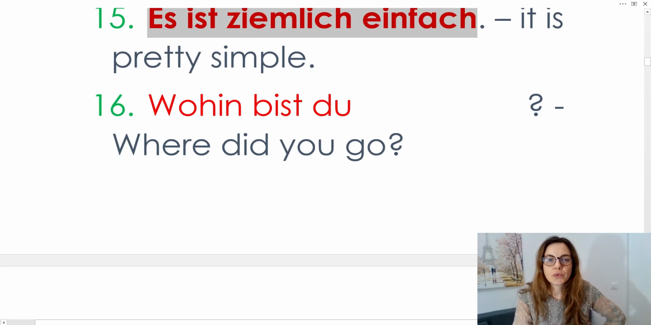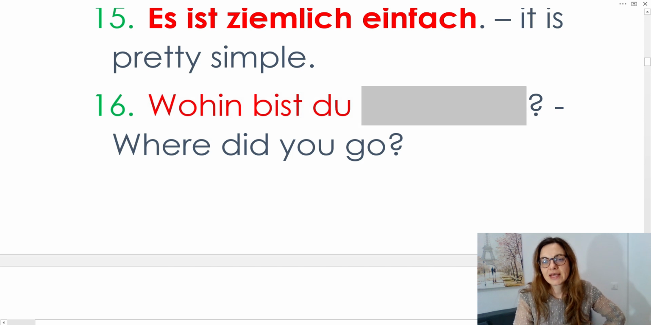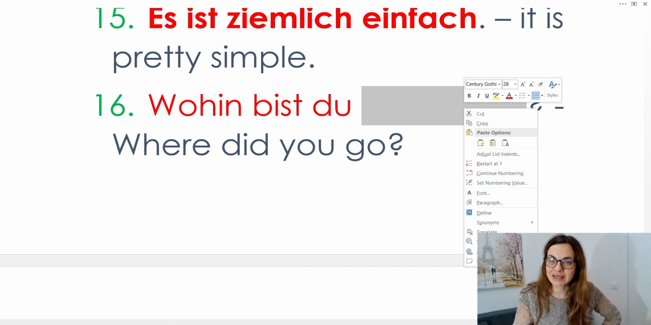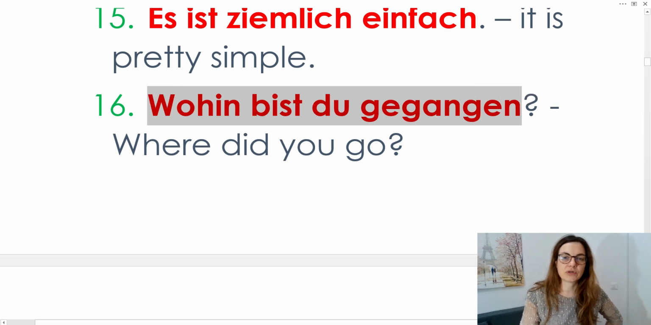Where did you go? Wohin bist du? So, here we need the past participle form of the verb to go, gehen, in German, and that is gegangen. Wohin bist du gegangen?